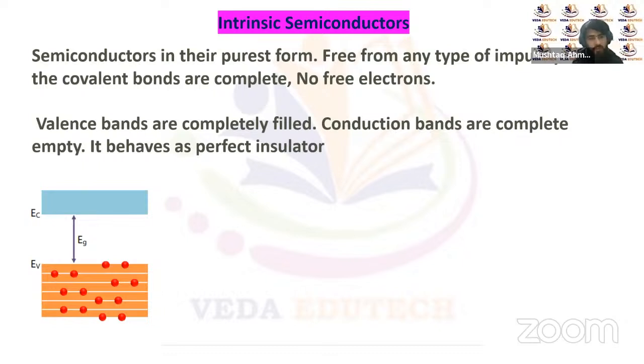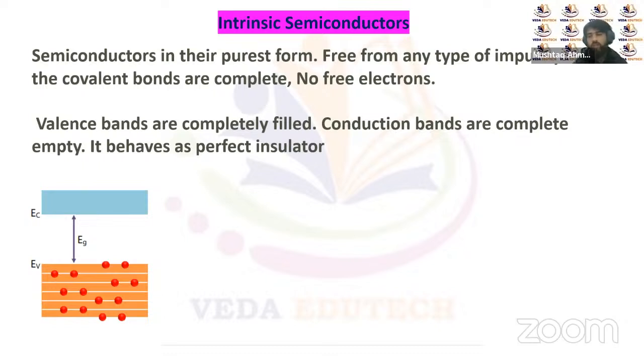In general, valence bands are completely filled and conduction bands are completely empty in case of intrinsic semiconductors. That's why at absolute zero, intrinsic semiconductors behave as perfect insulators. Because at absolute zero temperature, there will be no thermal motion, no bond breaking, and no availability of electrons in the conduction band. So there will be no transition of electrons from the valence band to the conduction band, and the conductivity is equal to zero. They behave like perfect insulators.